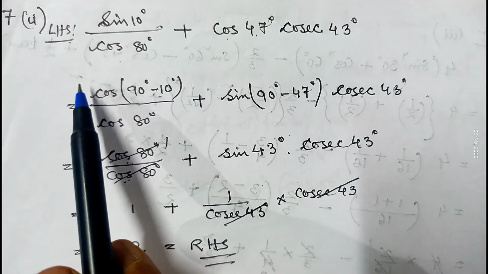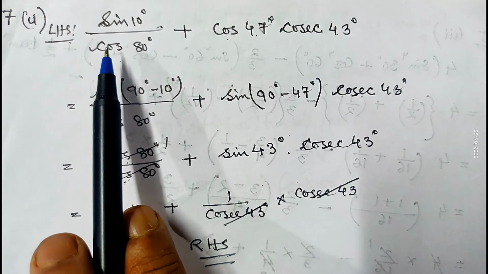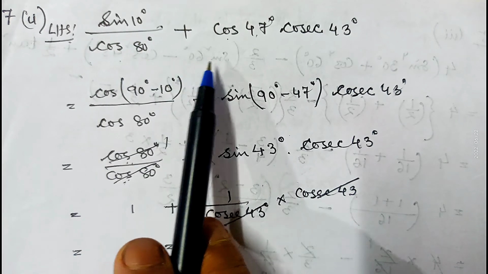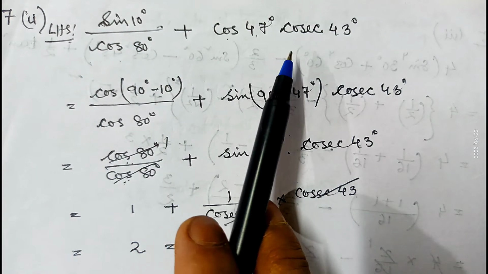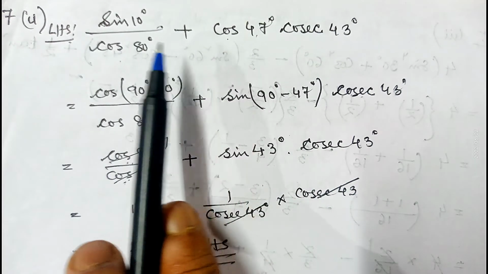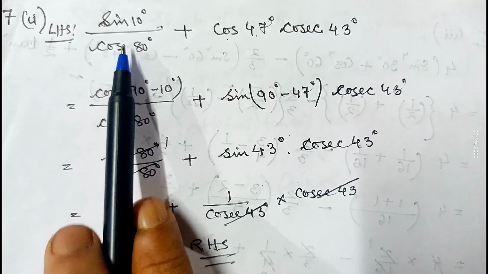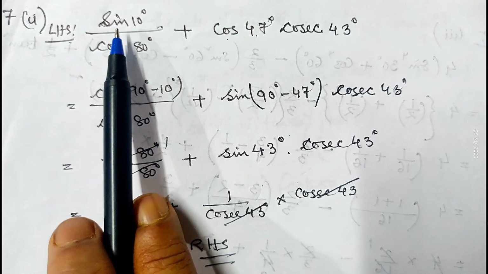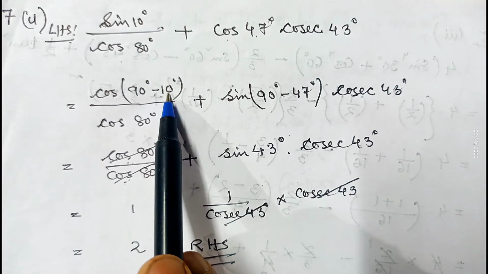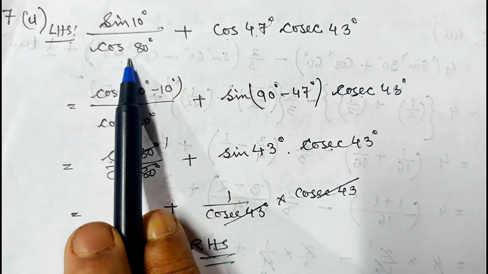In question number 7, second part, it is given. We are to prove that sine 10 degree by cos of 80 degree plus cos 47 degree into cosec 43 degree, and we have to show this is equals to 2. Now here out of these two, change any one. So we are changing the numerator. Instead of sine of 10, you can write cos of 90 minus 10, and denominator we are not changing.